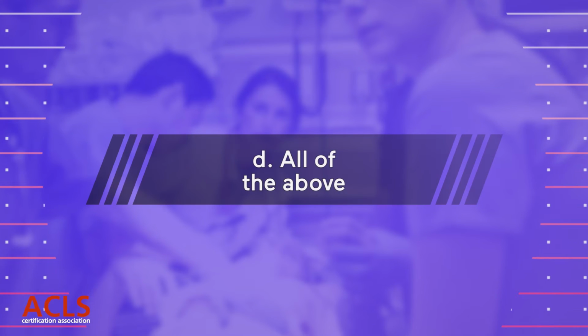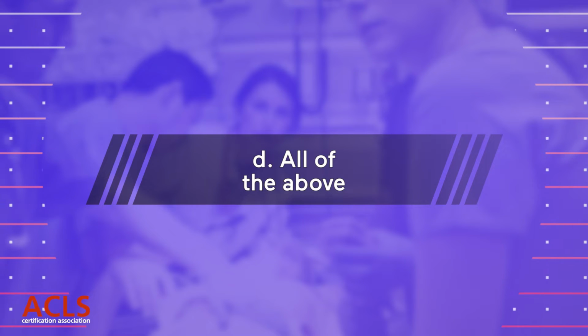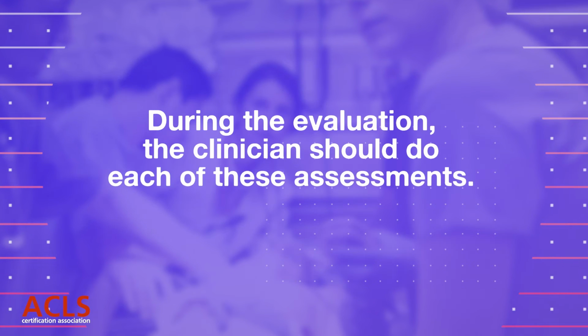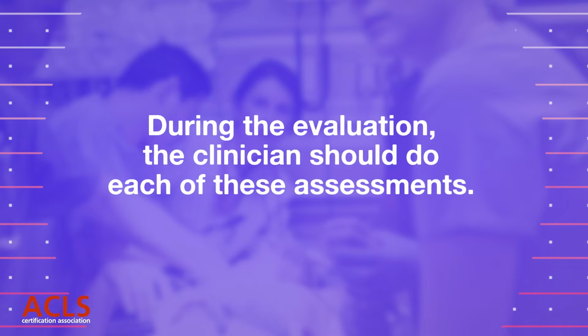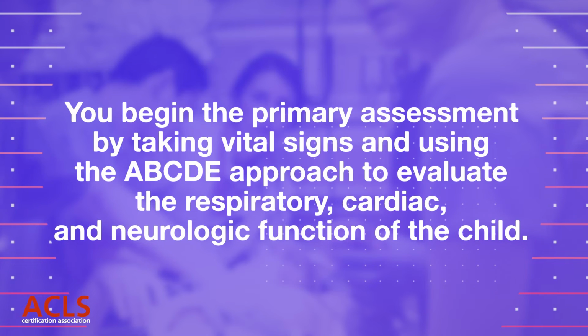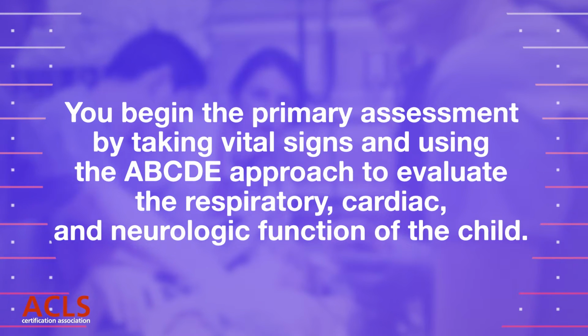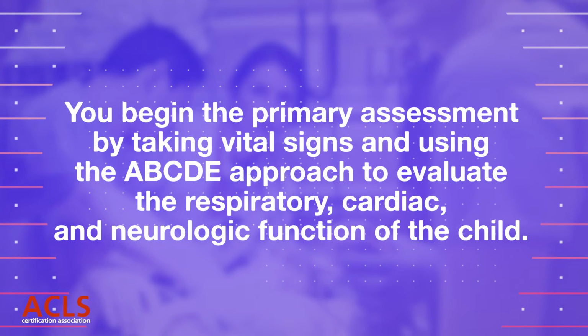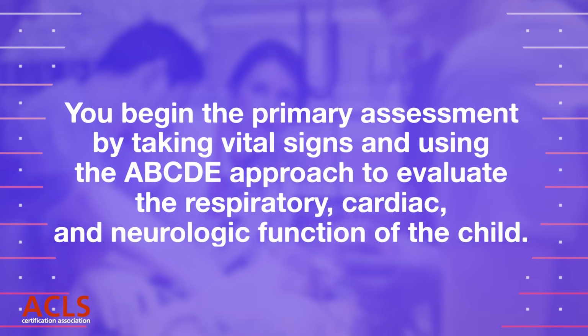Correct answer D. All of the above. During the evaluation, the clinician should do each of these assessments. You begin the primary assessment by taking vital signs and using the ABCDE approach to evaluate the respiratory, cardiac, and neurologic function of the child.